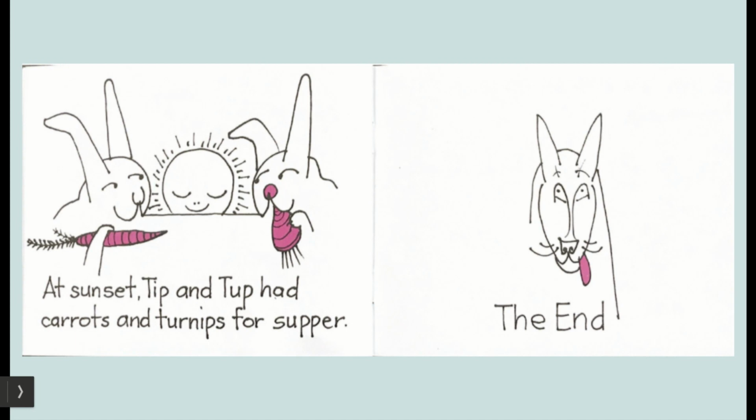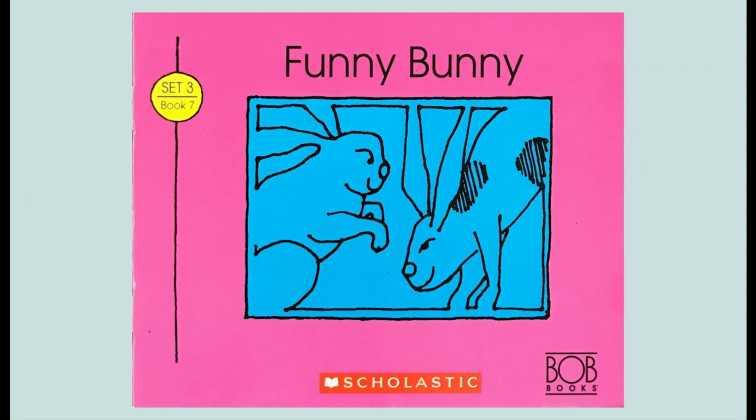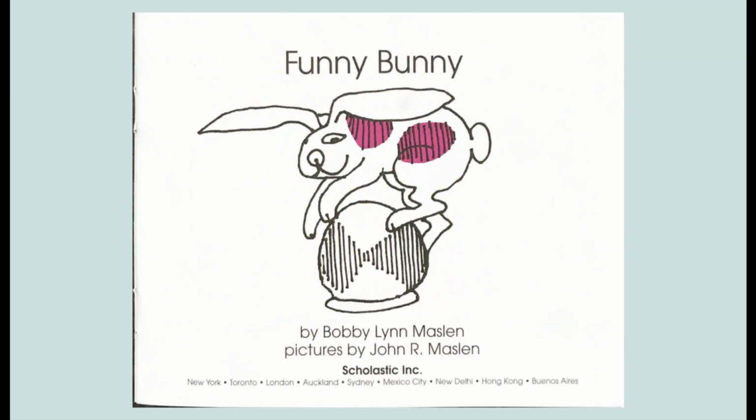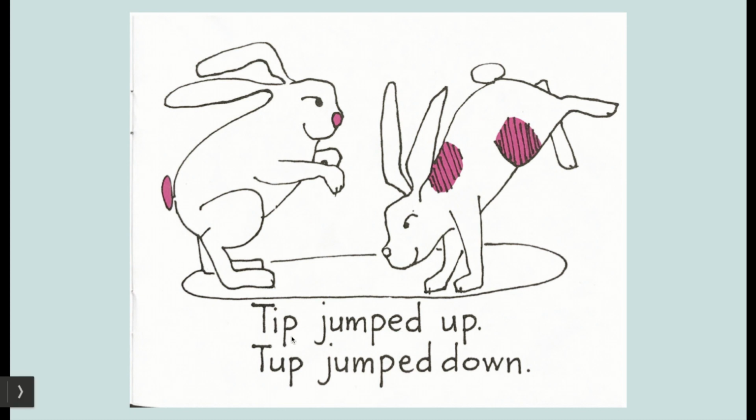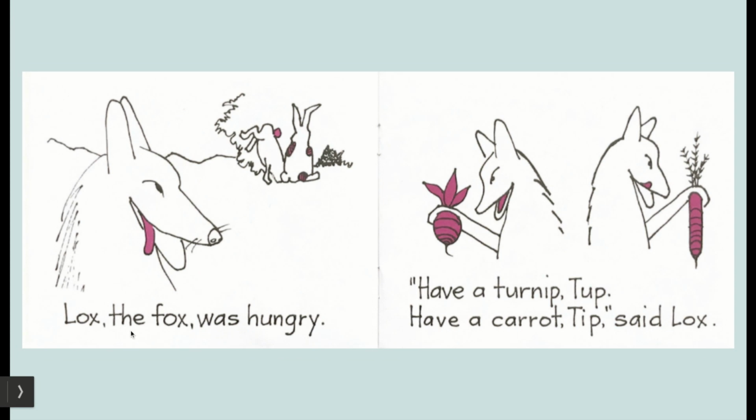Now that we've decoded all of the words, let's go back to the beginning and read it through one more time. Ready? Funny Bunny. Tip jumped up. Tup jumped down. Tup and Tip did stunts. Tup and Tip had fun. Lox the fox was hungry. Have a turnip, Tup. Have a carrot, Tip, said Lox.